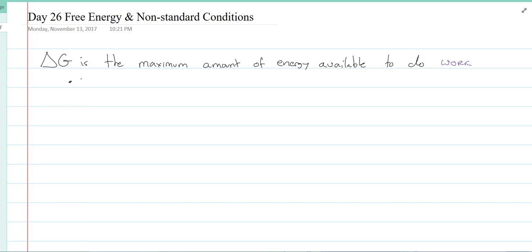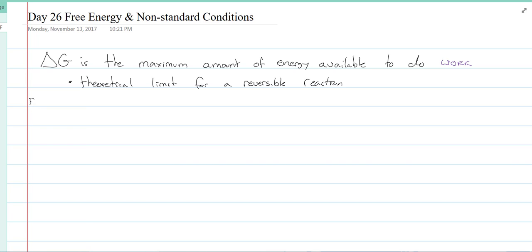So let's recap real quick. Delta G is the maximum amount of energy available to do work. Right? And this, of course, is the theoretical limit for a reversible reaction.